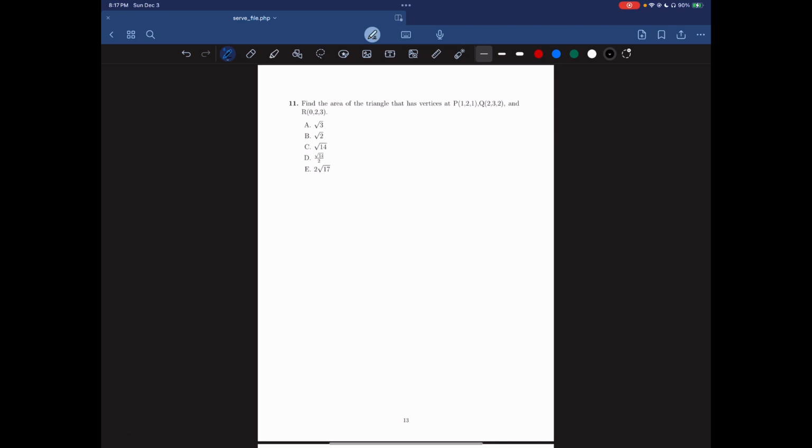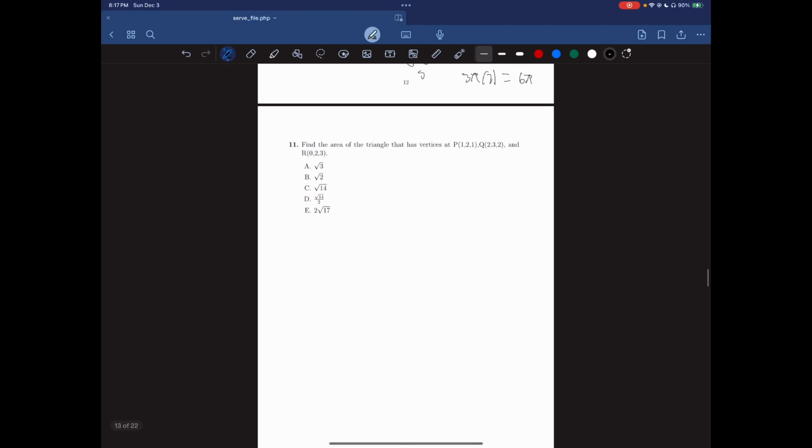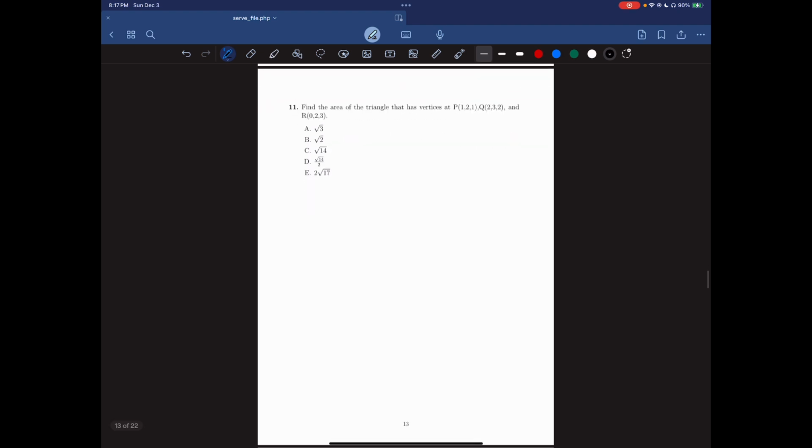Alright, number 11, find the area of the triangle that has vertices (1, 2, 1), (2, 3, 2), and (0, 2, 3). We know, just by definition, what is happening. The cross product is basically, if you have two vectors like this and extend these, the area of the parallelogram formed by these two vectors. So obviously this is parallel to this, like that.